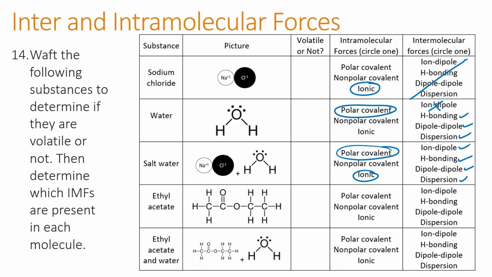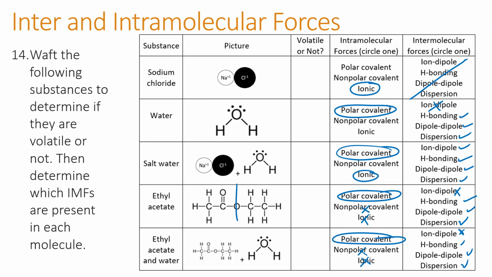Next up, we have ethyl acetate. So ethyl acetate is made of nonmetals, and it's a bit asymmetrical, so it's polar covalent. If we have methane and water, those are both polar covalent molecules. So ethyl acetate has all three intermolecular forces. It does not have ion-dipole because there's no ions. Same thing for ethyl acetate mixed with water.